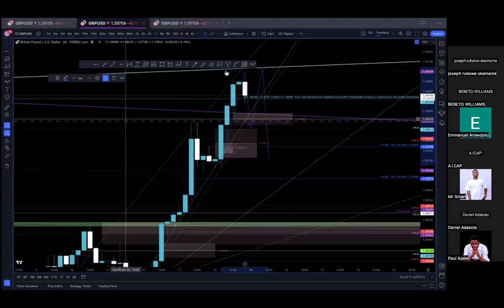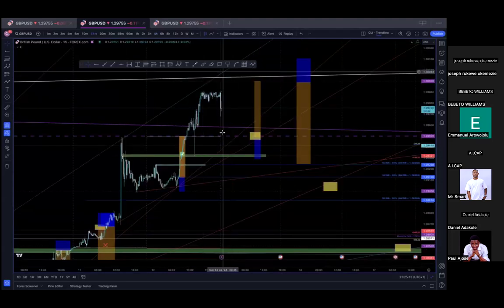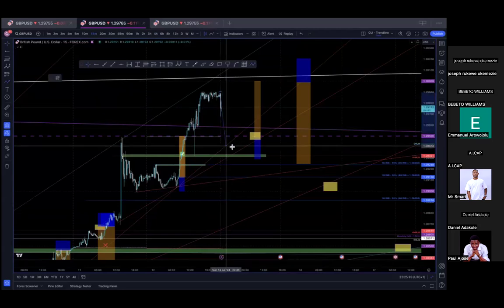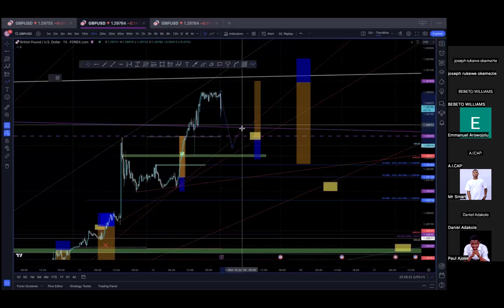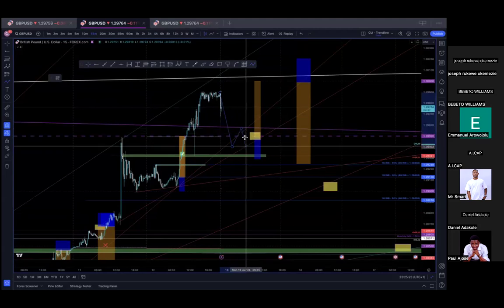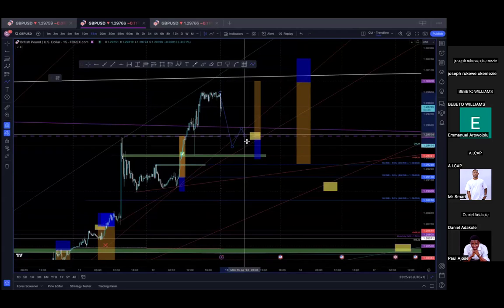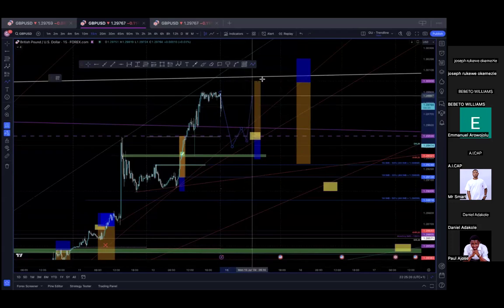So I'm expecting price to drop down from here to this zone. Maybe it will drop during the initial session. It will pull back up a little. Then probably give us a W pattern during the London session, and we will buy.